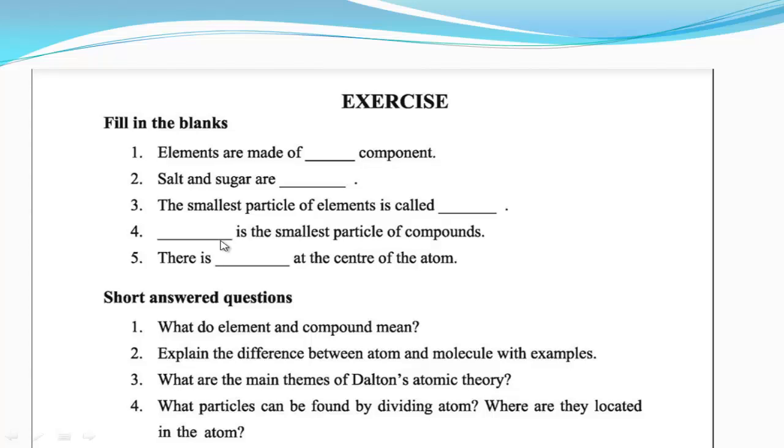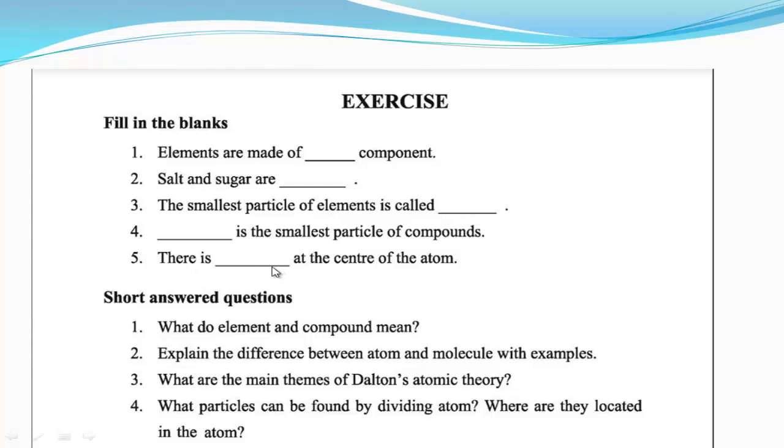Which is the smallest particle? Yes, molecule is the smallest particle of compounds, because a molecule carries the properties of the compound, but if we break the molecule into atoms, then it will not carry the properties of that compound. For this, molecule is the smallest particle of compound, and the smallest particle of element is atom, because atom carries the properties of that element.